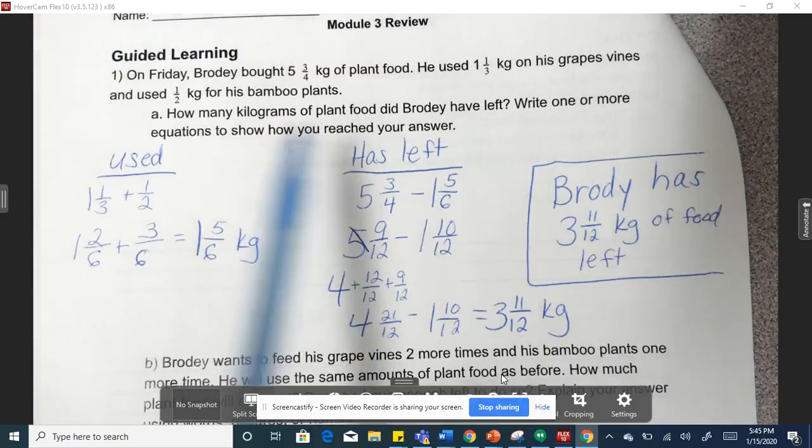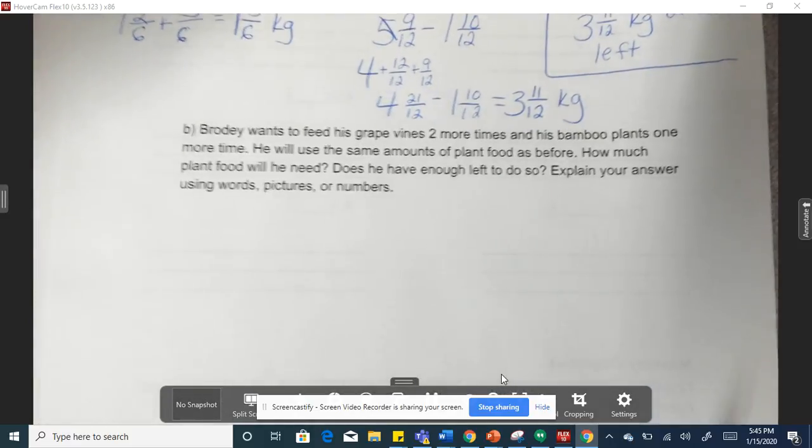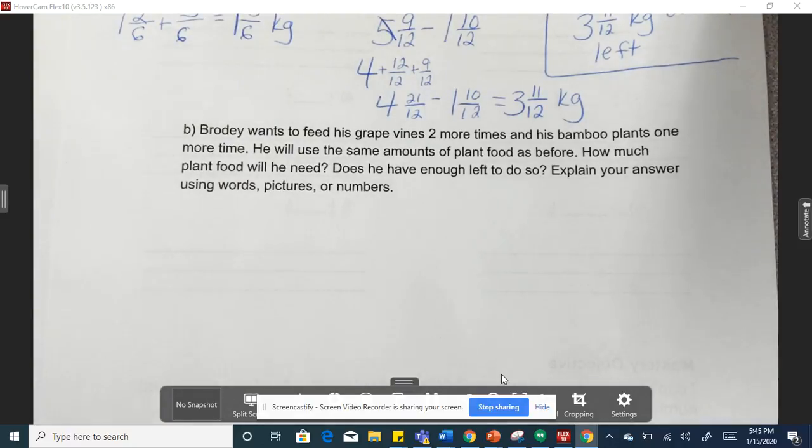So I might have to use stuff from part A to help answer this part B question. All right, Brody wants to feed his grapevines 2 more times and his bamboo plants 1 more time. He will use the same amount of plant food as before.